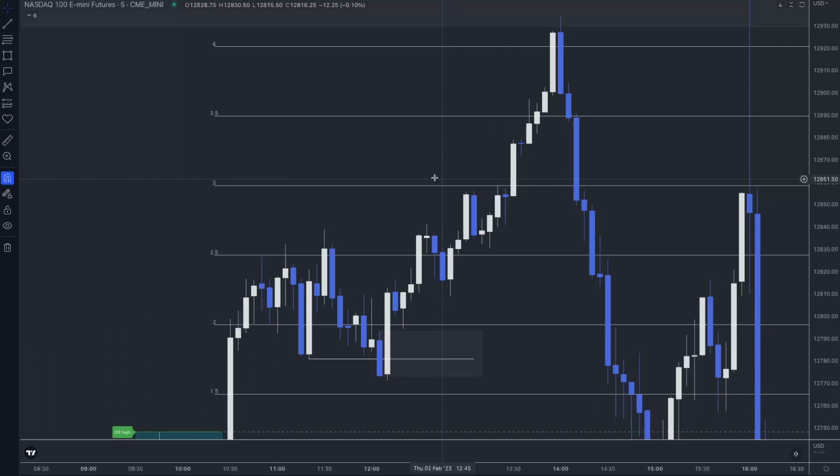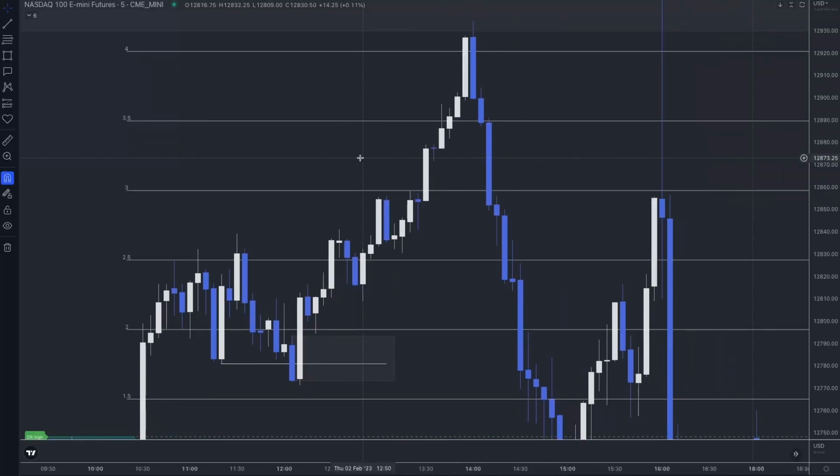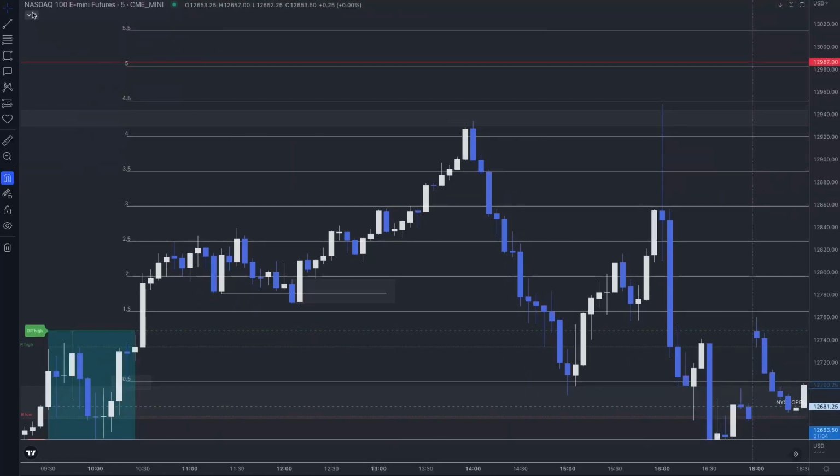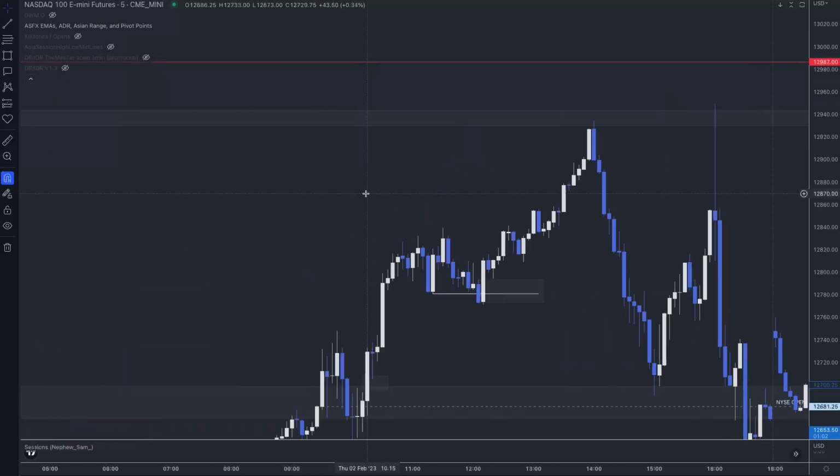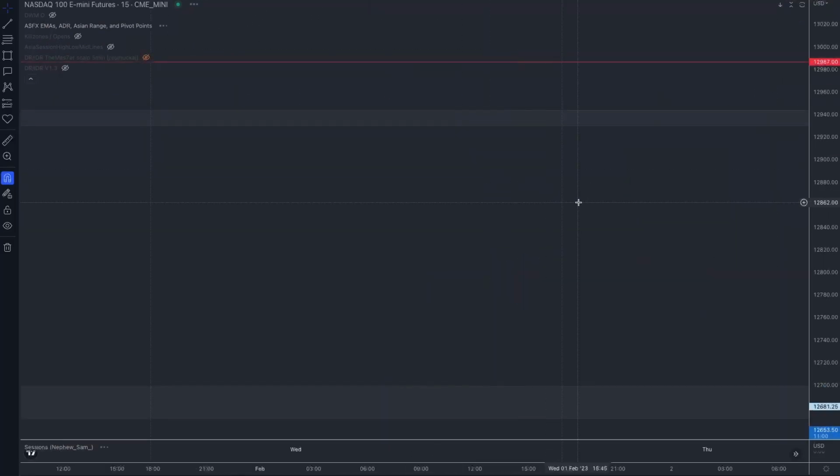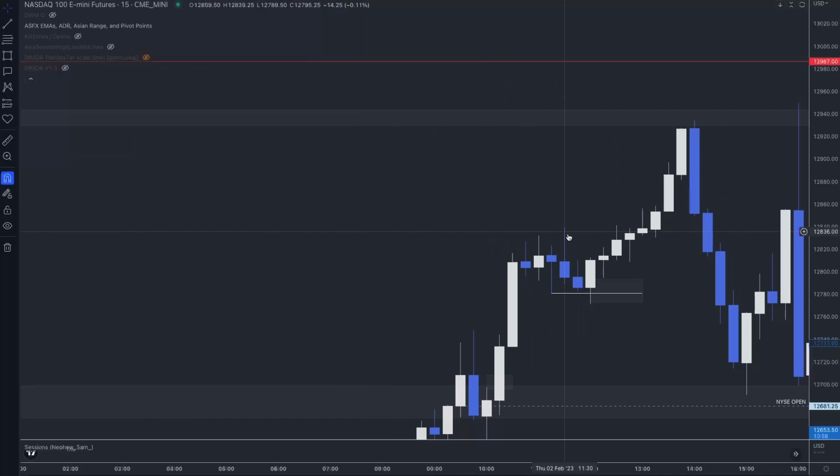I would not have taken it that high. I would have just taken it probably to this one, 3R. I think it was 3R that I was aiming for. But anyway, market pushes up, hits the volume imbalance. Let's turn this off, and we get our sell-off towards the end of the day.